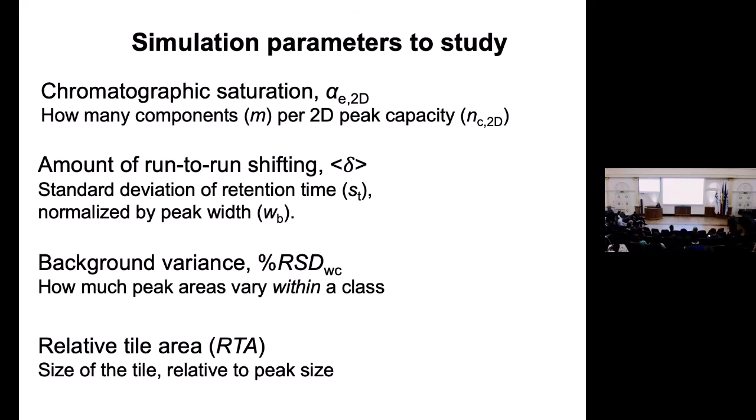Background variance is an important thing. Maybe you're just running replicates of the same thing, you'll have low variance. Maybe you're doing a long time course metabolomic study, you have a lot of variance, so different cases. Okay, and then the tile size.